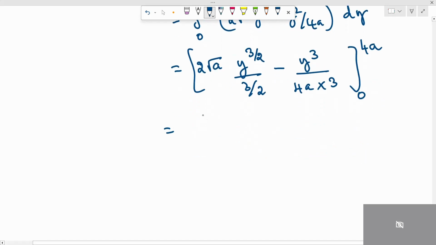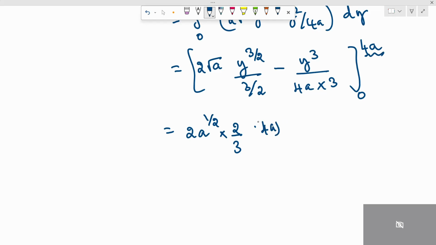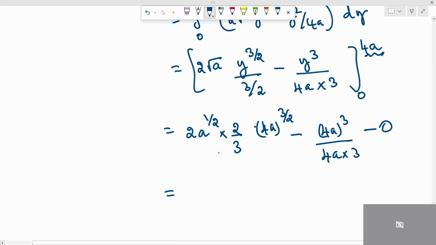Now apply upper limit value 4a in y. 2 into root a. Root a is nothing but a power 1 by 2. The denominator value goes to the numerator, it will be 2 by 3, and y power 3 by 2. What is y? Substitute here 4a. 4a power 3 by 2 minus 4a whole cube by 4a into 3, and then apply lower limit value 0, we will get 0 only. Now simplify this equation.